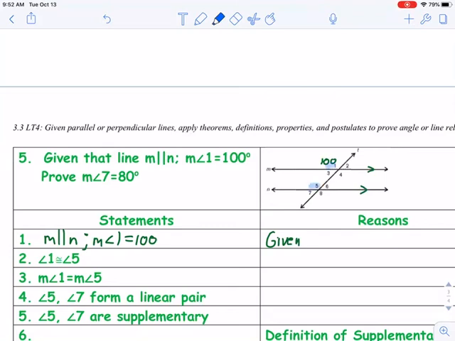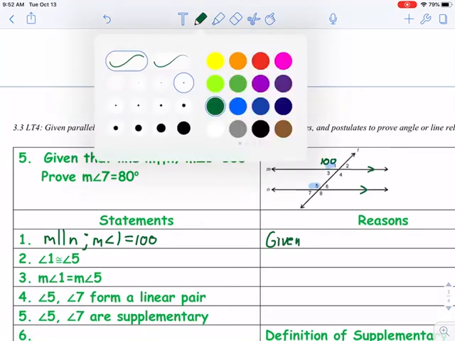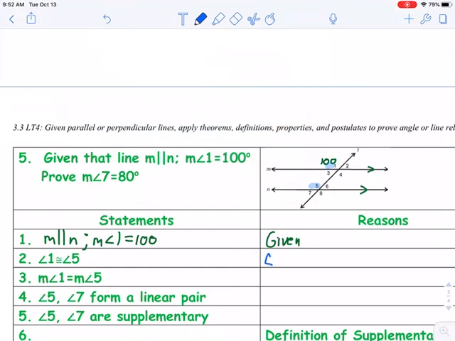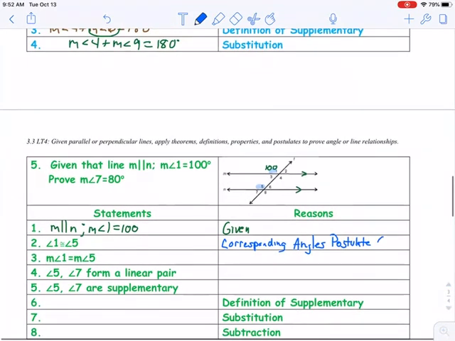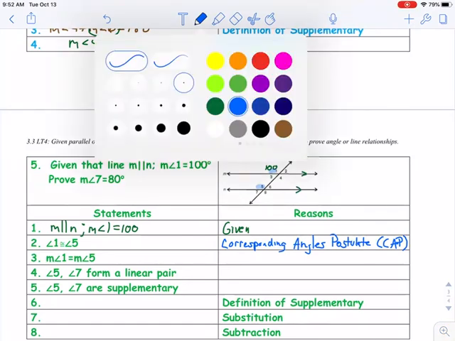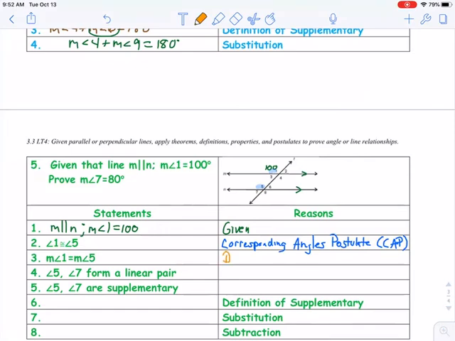How do we know that angle 1 is congruent to angle 5, our good friend the corresponding angles postulate, which abbreviates to CAP. All right, so since those angles are congruent, how do we know that their measures are equal? Again, you should already know this. We've done it about 1 billion times in these guided notes. It's definition of congruence.